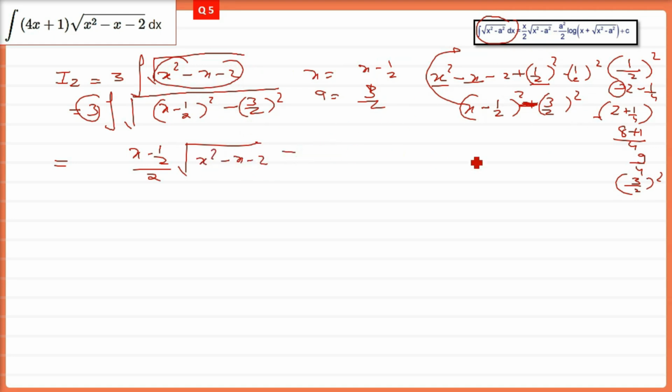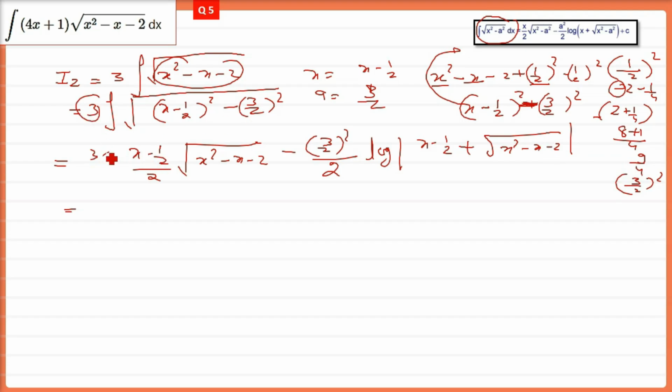Then you have a negative a²/2. What is a? 3/2. So (3/2)² is 9/4, and then we have a 2 in the denominator as well. Log modulus of x is x - 1/2, plus the root, and the same thing will come, x² - x - 2. Now the constant of integration will combine from I1 and I2, and call it a common constant of integration.